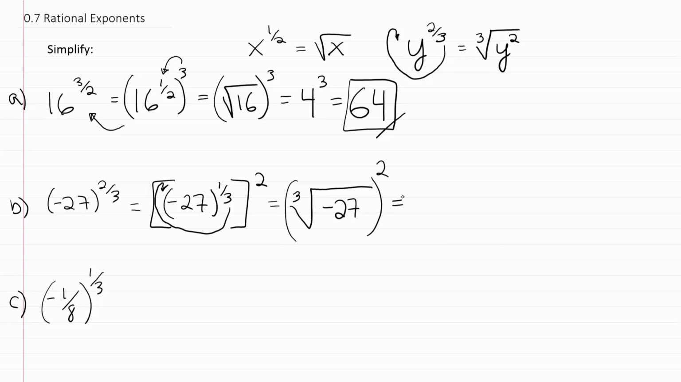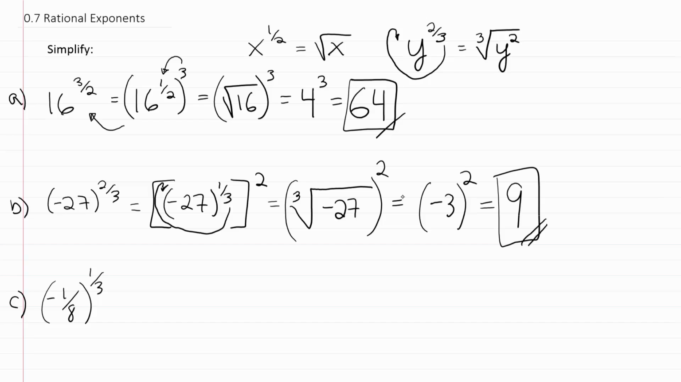Okay, from there we're going to do the 3rd root of negative 27, which is negative 3, because negative 3 times negative 3 times negative 3 will give you negative 27. So from there, we'll square that and get the final answer of positive 9.